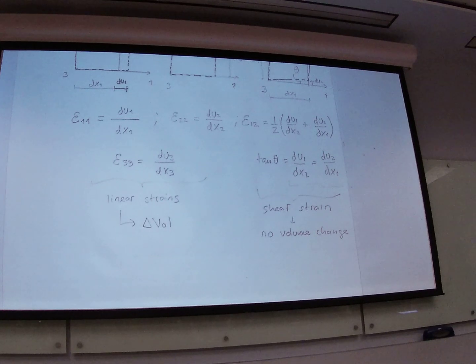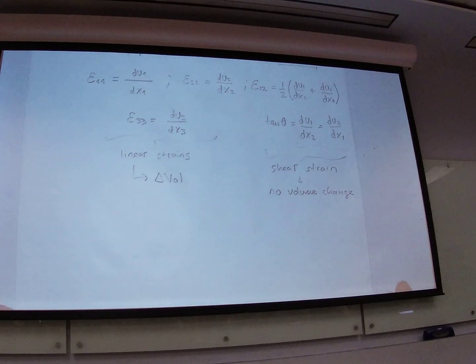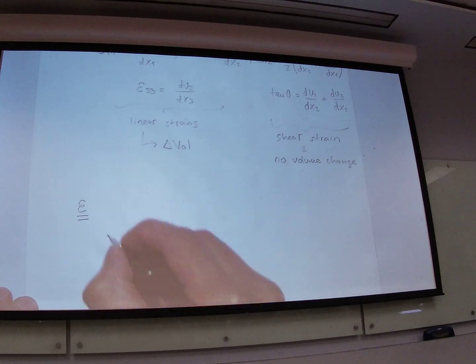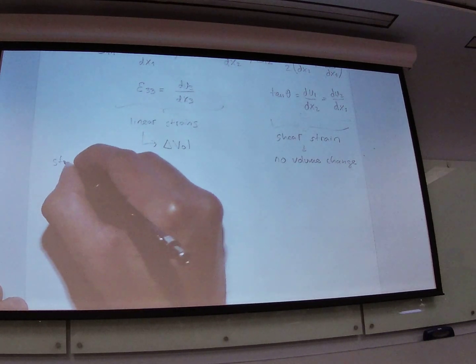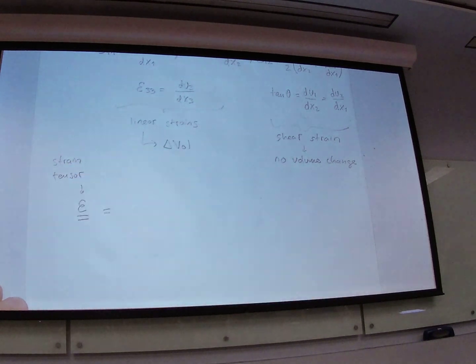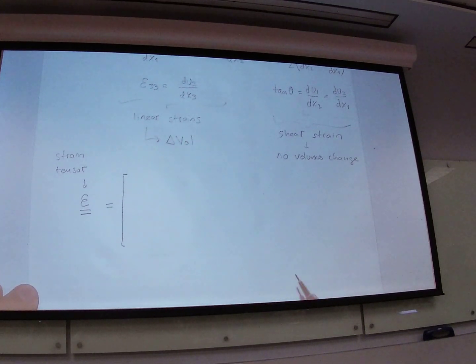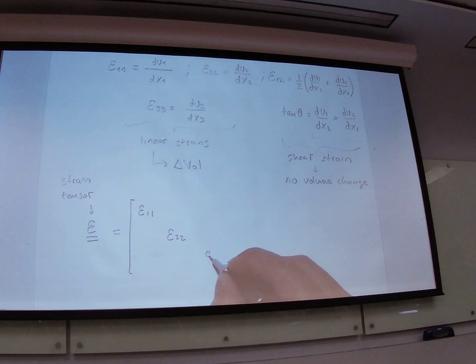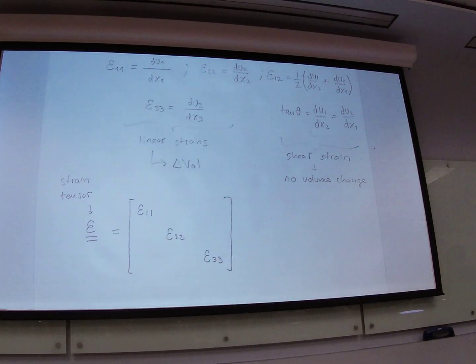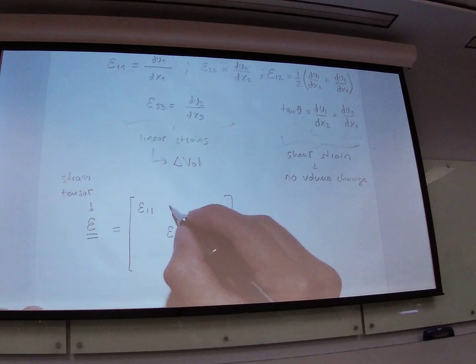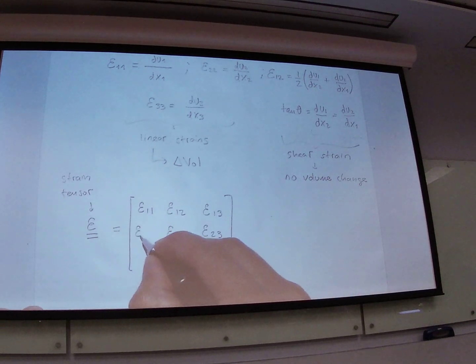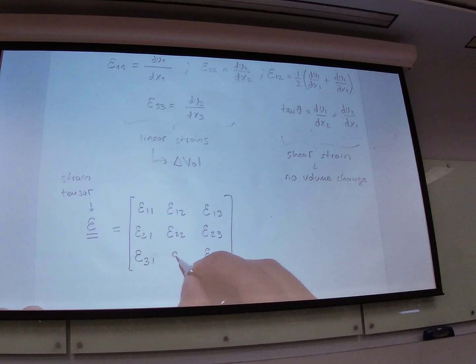And now, how do we write this mathematically? Well, similar to the case before, we use a matrix. And now this strain is going to go into a matrix, and we're going to call it a strain tensor. And similarly as before, in the diagonal terms, we're going to have the linear strains, which are related to normal stresses, epsilon 1,1, epsilon 2,2, and epsilon 3,3. And in the off-diagonal terms, we're going to have the shear strains related to shear stresses, epsilon 1,2, epsilon 1,3, epsilon 2,3, epsilon 2,1, epsilon 3,1, and epsilon 3,2.